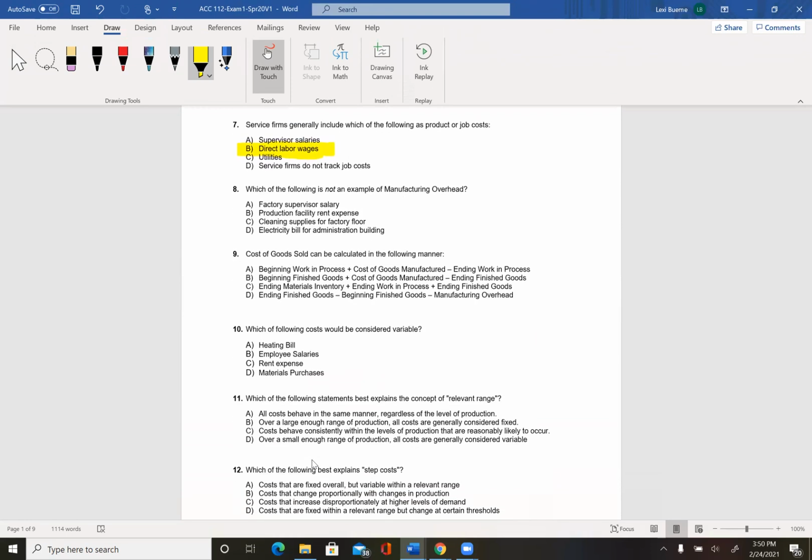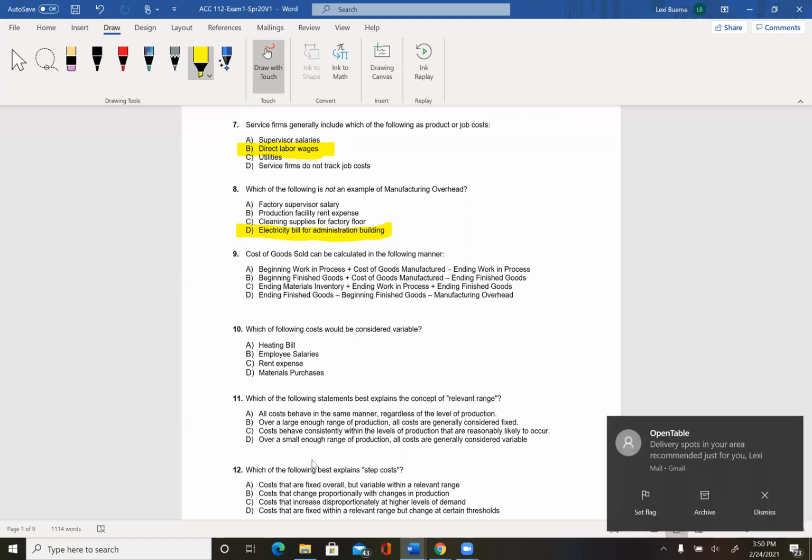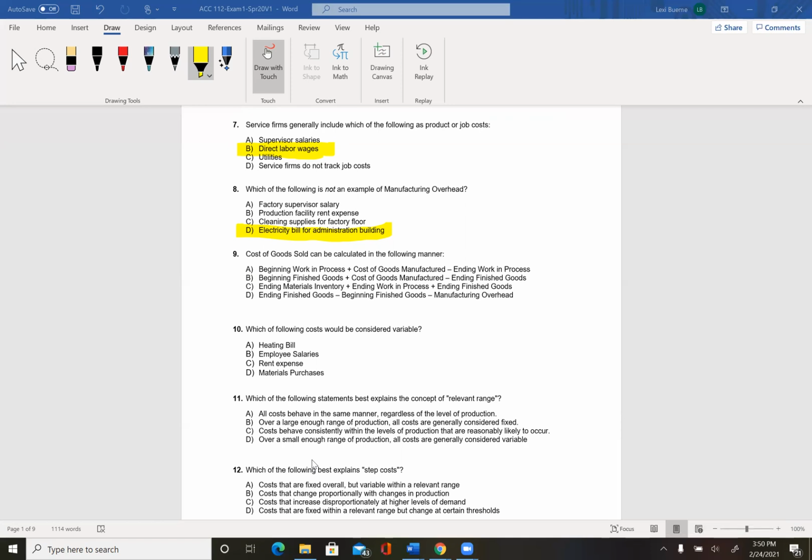Which of the following is not an example of manufacturing overhead? That's going to be D. So since it's a supervisor's salary for A, that's going to be manufacturing overhead. Since it's rent expense for the full facility, that's also manufacturing overhead. And cleaning supplies for the whole floor, the indirect, so it's manufacturing overhead. That's why it is D.